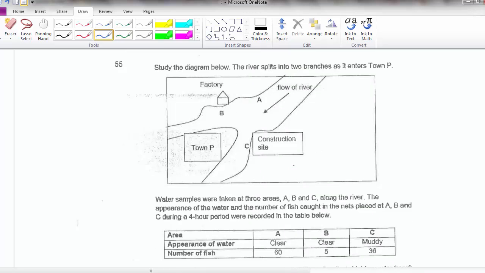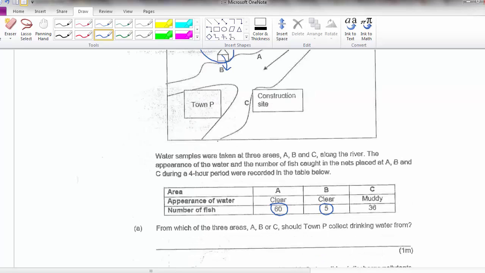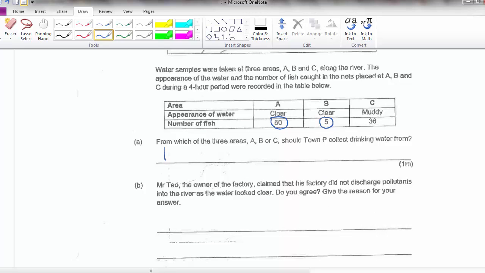So think about this. Quite a number of you put B as the answer, okay, because you think that it's clear. But if you look carefully, obviously C, most of us won't go for it because it's muddy water. But if you look at A and B, the difference between A and B is A has 60 fish and B has 5 fish. So you need to think carefully, why is there only 5 fish at location B? So if you look here, B has a factory. So most likely the factory will be dumping pollutants into the river, and that causes the number of fish to either die off or they avoid coming here altogether. So would you want to drink the water from this part of the river? I don't think so, because if it harms the fish, it may harm us as well. Oops, sorry. So A is the one where we want to collect drinking water from.